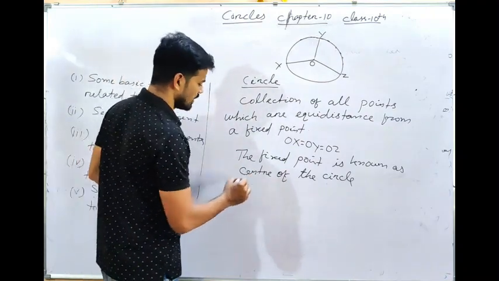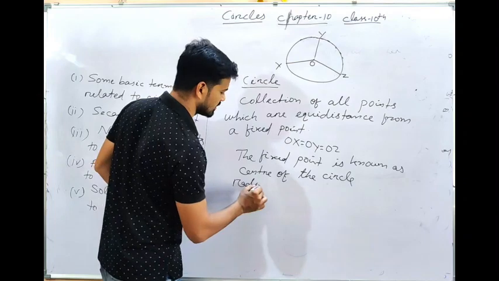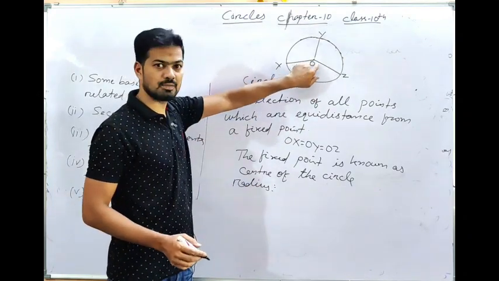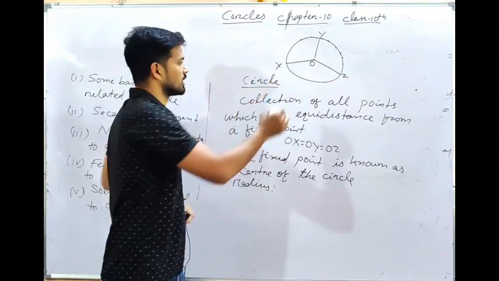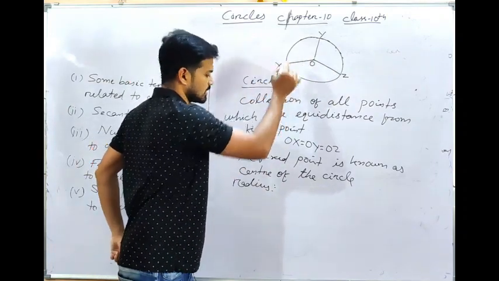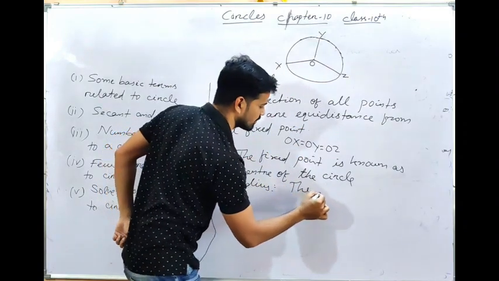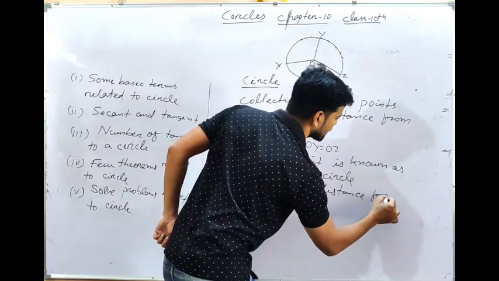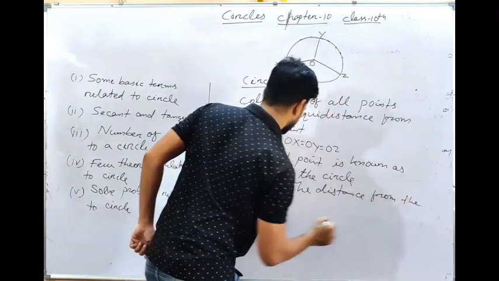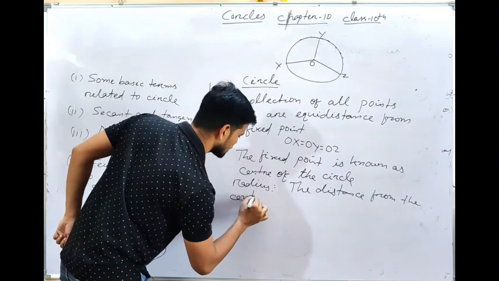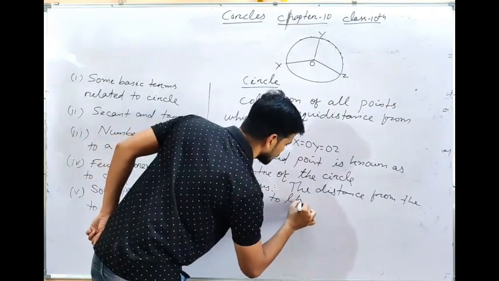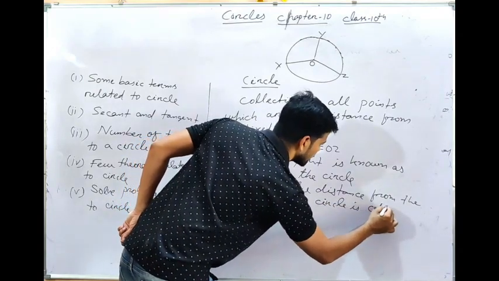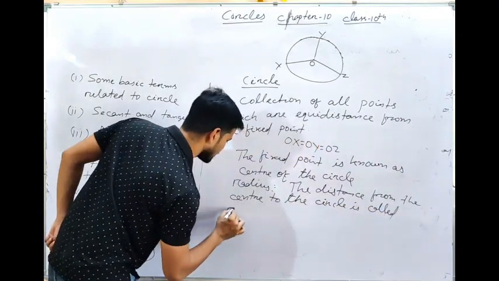Now, what is radius? The distance from the center of the circle to the circle. The distance from the center to the circle is called radius.